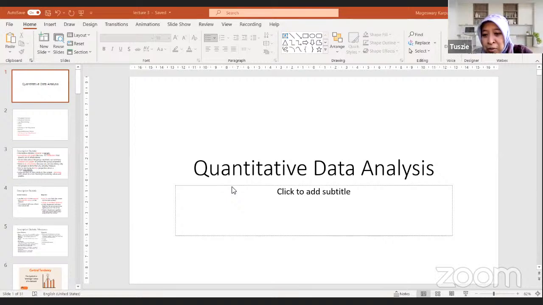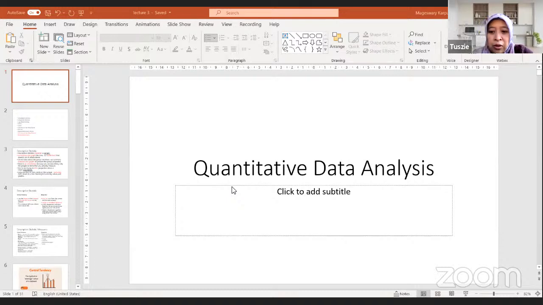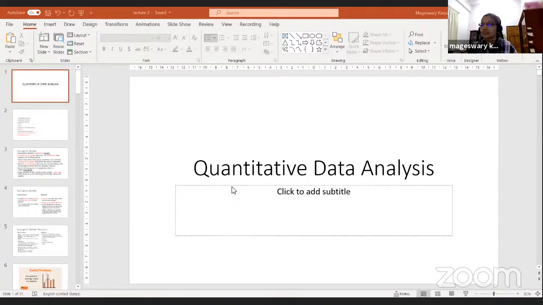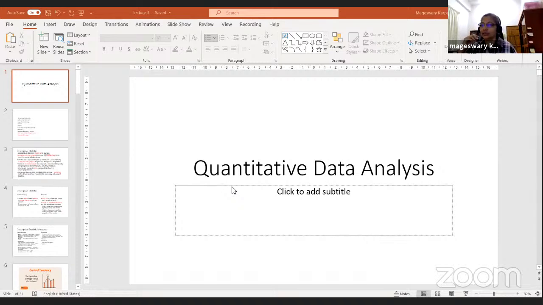Okay, Dr. Mages, I need to confirm the today's topic is about data analysis, but as far as I remember, we have educational research instrumentation. Is it only involved in this part, or does it have to be in the next? It's about the instrumentation. I will talk about it next week. The reason is I don't think I can cover everything in one slot of 2.5 hours. Yeah, it will be a lot.